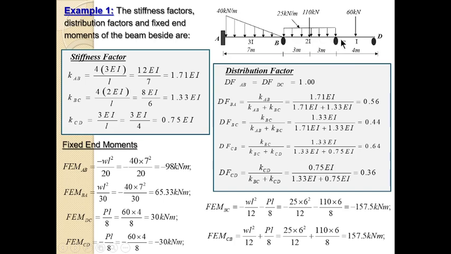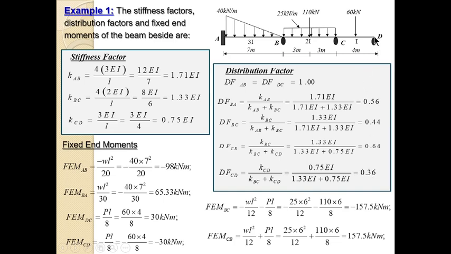That is BC to CD. That gives us this over this, and it is 0.64. In the same manner, for C going to D, we say the distribution factor of CD is equal to the stiffness factor of CD all over the stiffness factor of BC plus the stiffness factor of CD. By the time you put all the parameters here, it gives you 0.36.